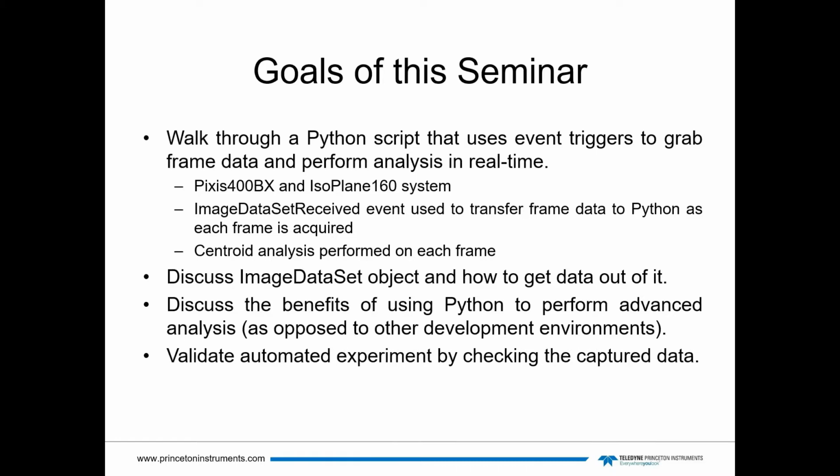We're going to discuss this image dataset object and how exactly to get data out of it. The image dataset is what the LightField automation interface returns. That's the .NET object. So how do we get data out of it and put it in Python so we can process it? And along these lines, we're going to discuss the benefits of using Python to do this, as opposed to some other development environments. So we'll touch on some of the strengths of Python and some of the weaknesses of LabVIEW or MATLAB and things of that nature. And of course, we'll validate the automated experiment by checking the captured data, just to show that what we're getting out of the automation script is actually making sense.